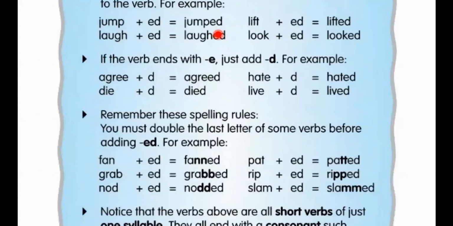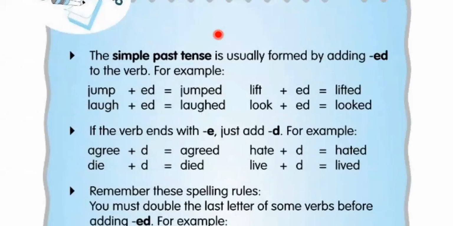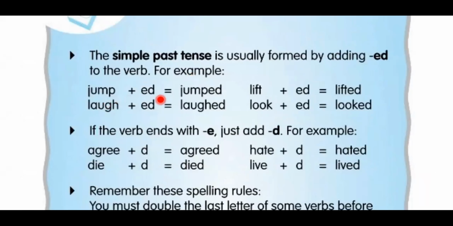So what does this mean? How is the simple past tense formed? When we add ed to the verbs. Like see over here, example. Jump, we added ed, then it became jumped. Laugh, when I add ed, what did it become? Laughed. Very good. Lift, when I add ed to lift, what did it become? Lifted. Very good.